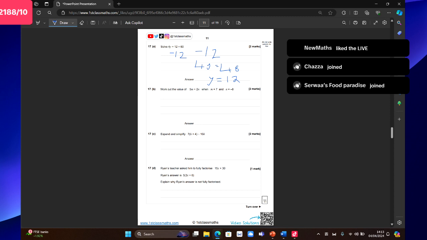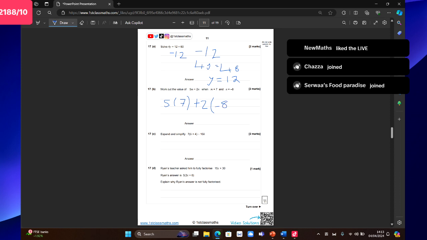Part B, work out the value of 5m plus 2n when m is 7 and n is minus 8. So it's 5 lots of 7 plus 2 lots of minus 8. So be very careful here with the negatives.